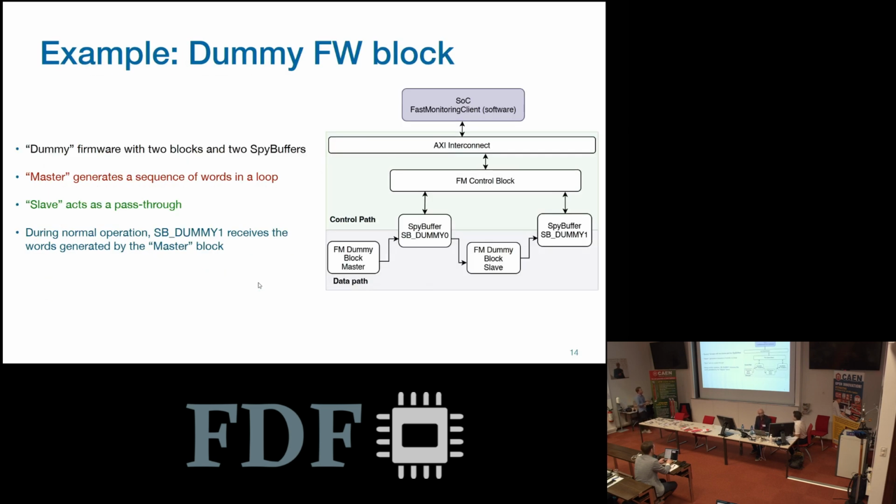Moving to the conclusion, I want to mention this example, which is a dummy example with 2 blocks. These are just 2 firmware blocks that live in the data path, so they are connected with a faster clock, and the control path works with a slightly lower clock. The dummy block master is generating a sequence of words in a loop, and the slave acts as a pass-through. So in the normal configuration, whatever is being generated by this goes through the SpyBuffer dummy 0, then goes through the slave, which will send data through to the dummy 1 SpyBuffer.